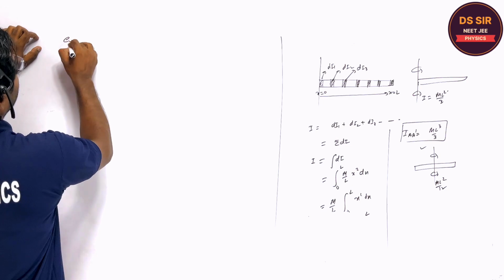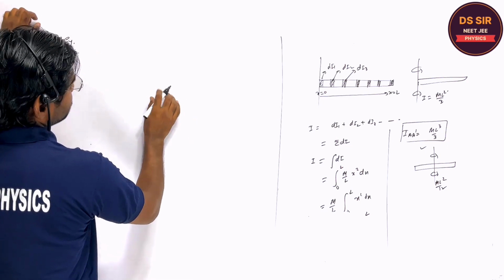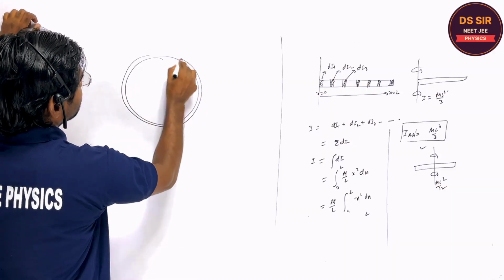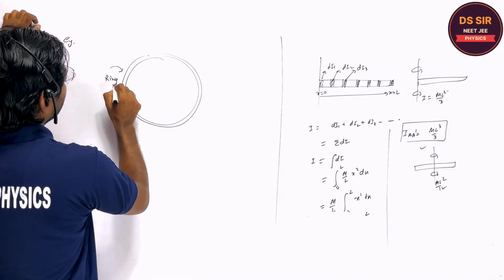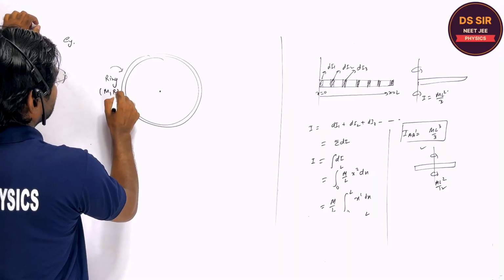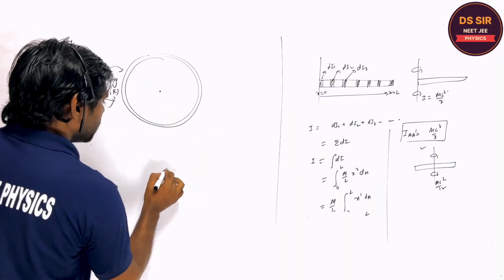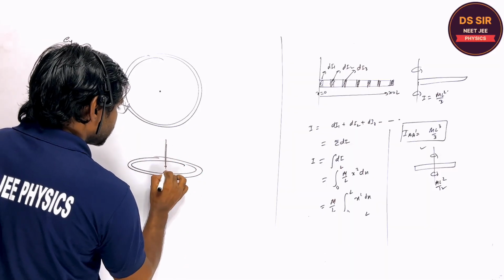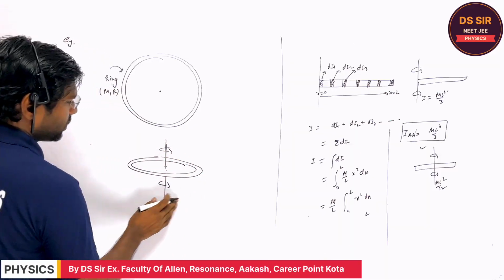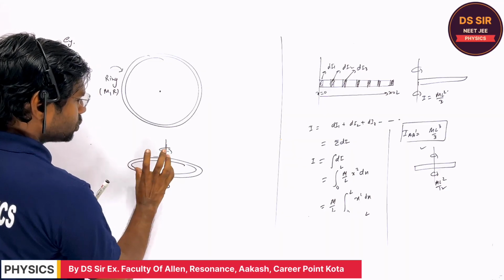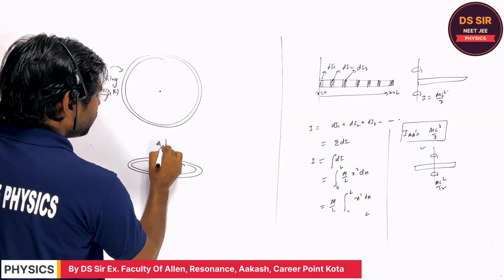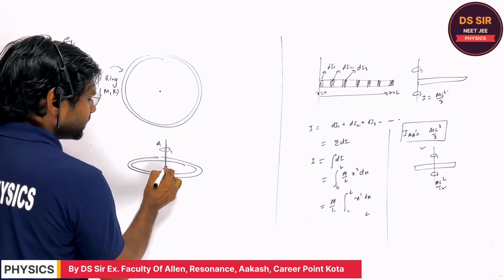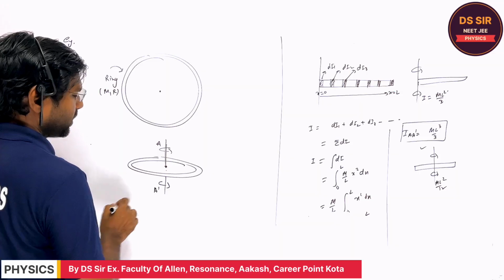Right. For example, suppose there is a ring of mass m and radius r. This is the front view. If you consider the ring like this, this is the axis of rotation, and the ring is rotating like this. Can you find the moment of inertia about an axis passing through the center and perpendicular to the plane of the ring?